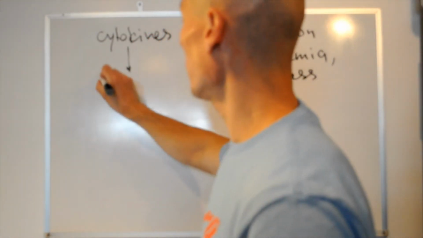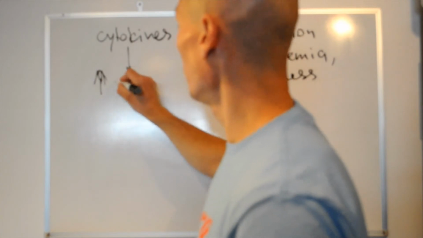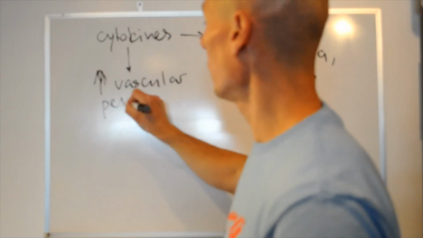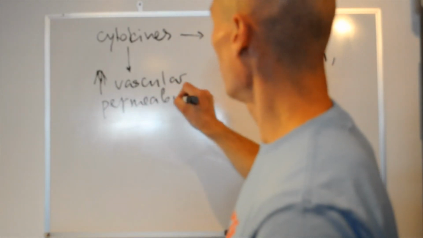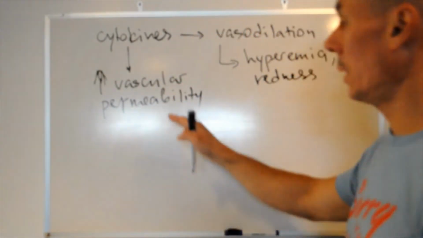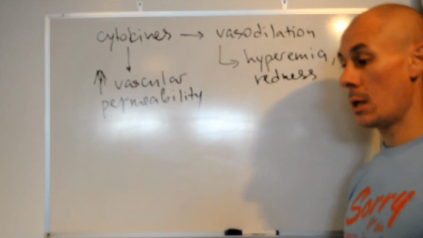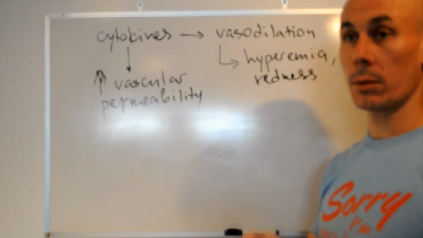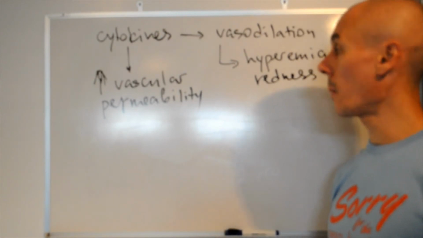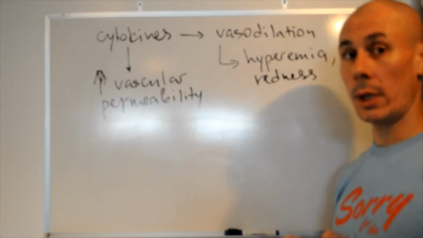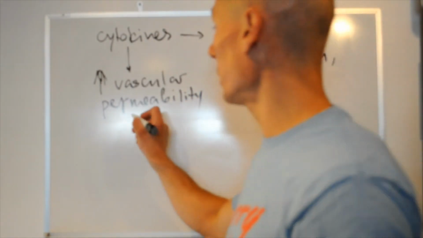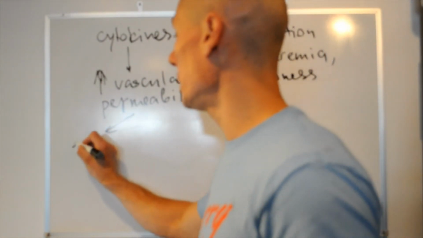Cytokines also increase vascular permeability, which means not only that white blood cells can cross the vascular wall easier, it also means that more plasma can leak into the tissue, and we'll talk about plasma leakage, but plasma leakage leads to edema, swelling.